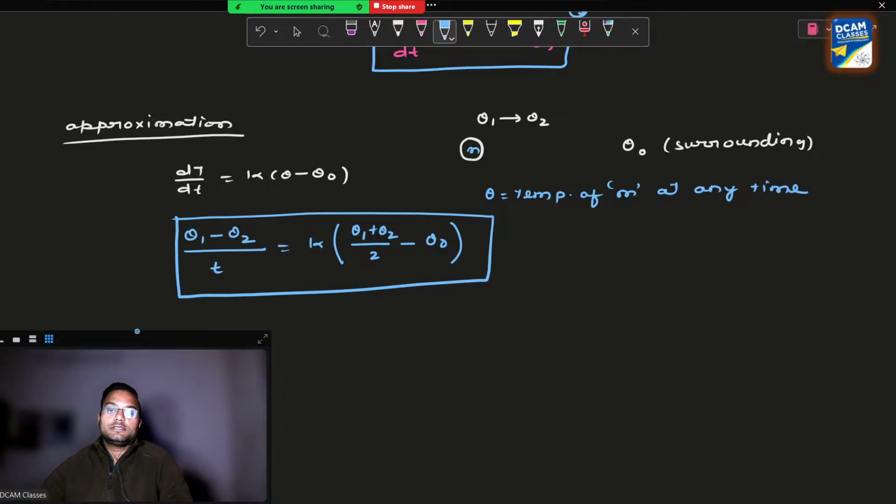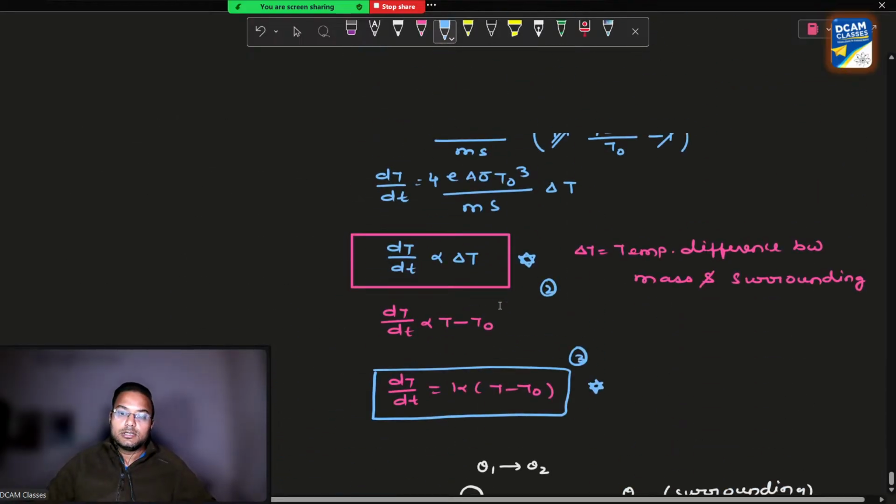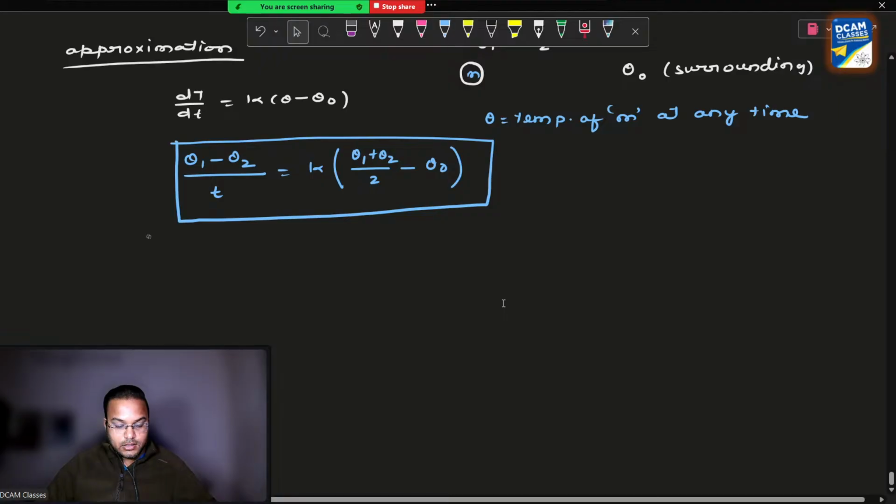This actually helps in those times when you have to find the time, and it is only given that the mass is changing its temperature from theta 1 to theta 2 and the surrounding temperature is theta naught. Nothing else is given. In that case you can use this equation. Now, this is Newton's law of cooling. Let me give you some questions related to this.